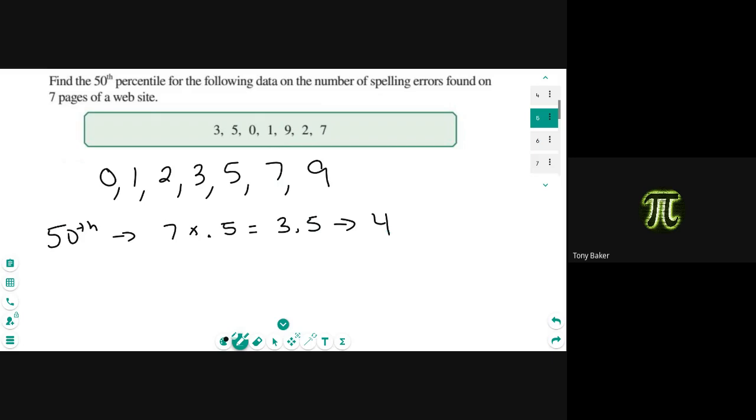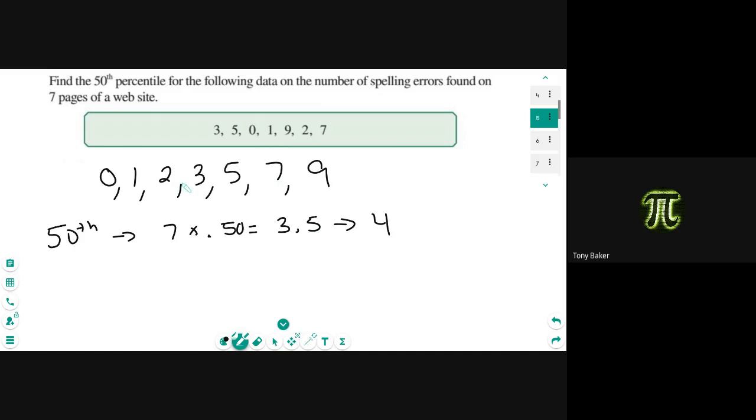So we would take these 7, multiply it by 0.5 for the 50%, or 0.50. We'll keep the two numbers there, which gives me 3.5, and I round up. So I'm going up to 4.